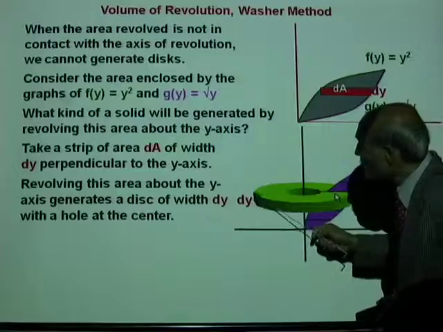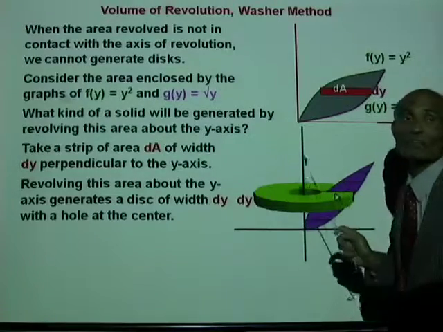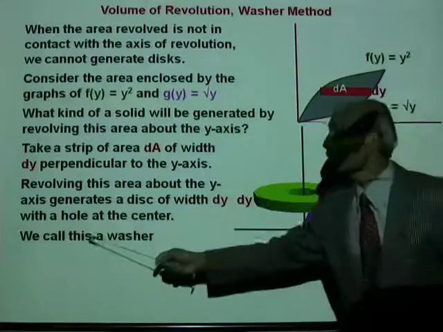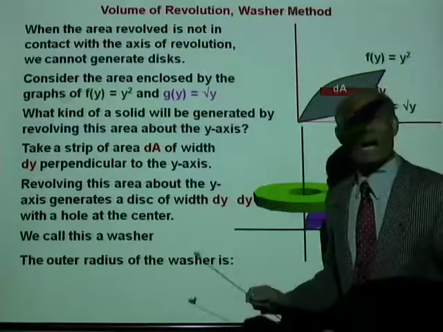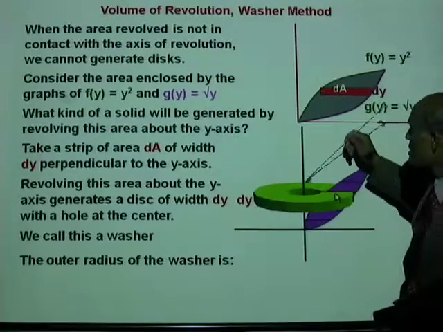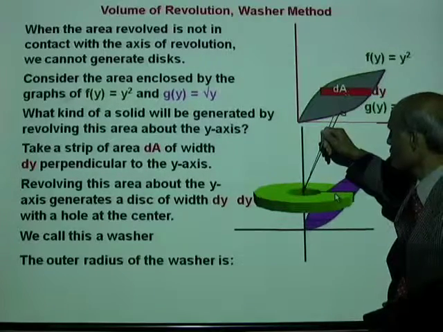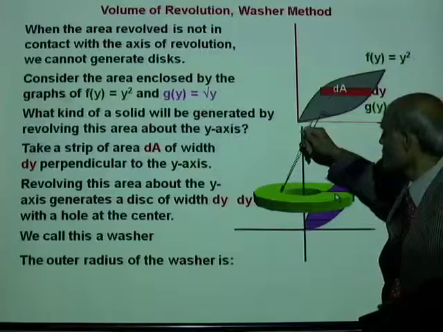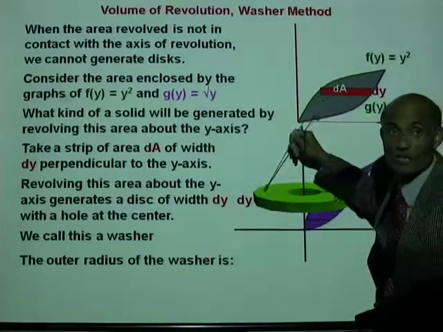And the thickness of the washer is actually the width of that area, which is dy. So we call this a washer. Now, the outer radius of this washer, what is the outer radius of the washer? What is the meaning of the outer radius? The distance from the axis of revolution to the edge of that washer. That is the outer radius.